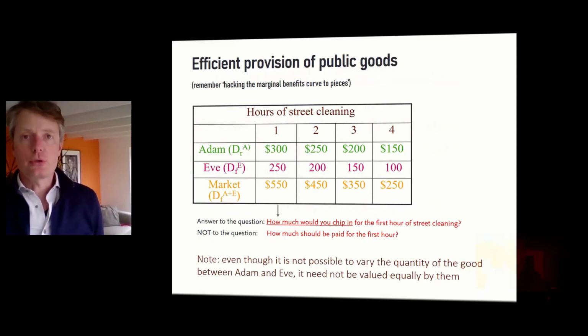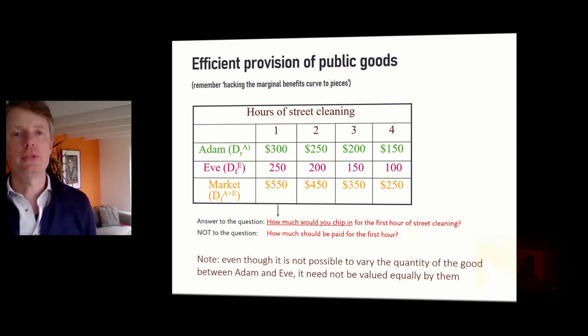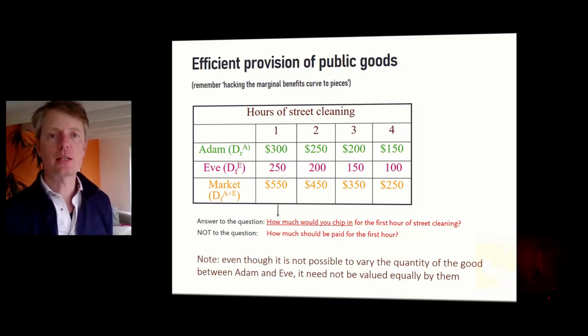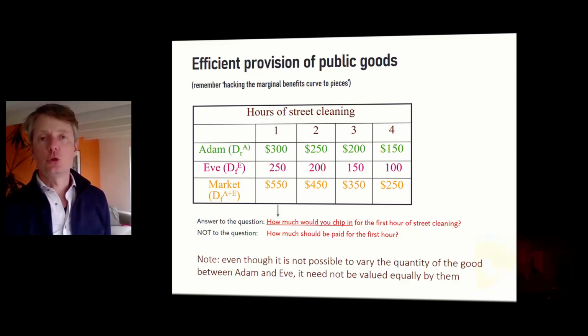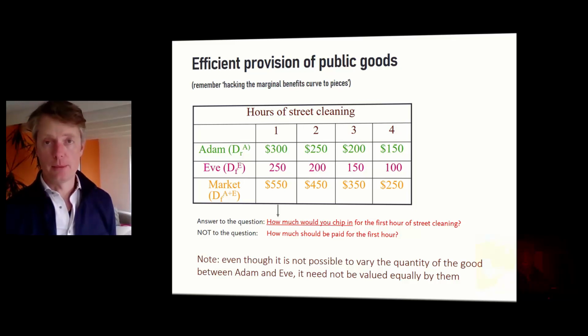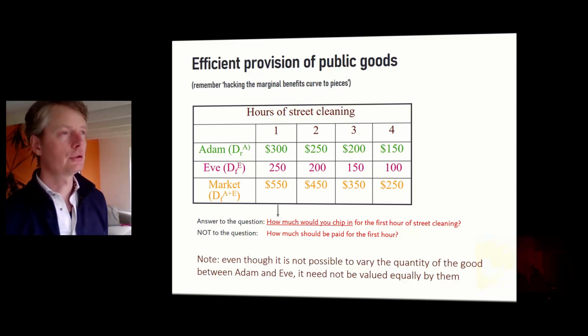In the public goods case, it looks different because now we have to, if you remember, hack the marginal benefits curve into pieces. We have to see how much each individual values a quantity of the public good. So say that we take hours of street cleaning as our example, then Adam values 1 hour of street cleaning by $300, Eve by $250, so together they value 1 hour of street cleaning by $550.